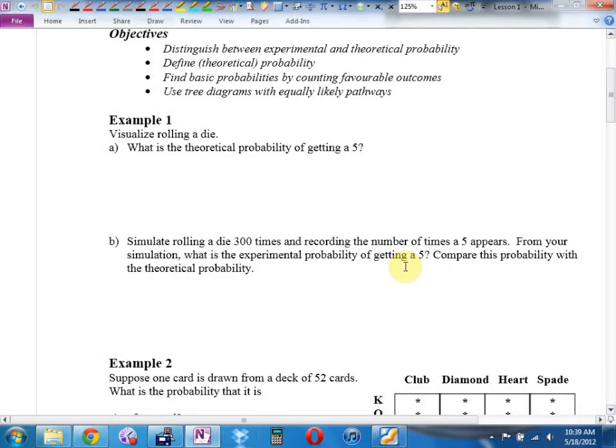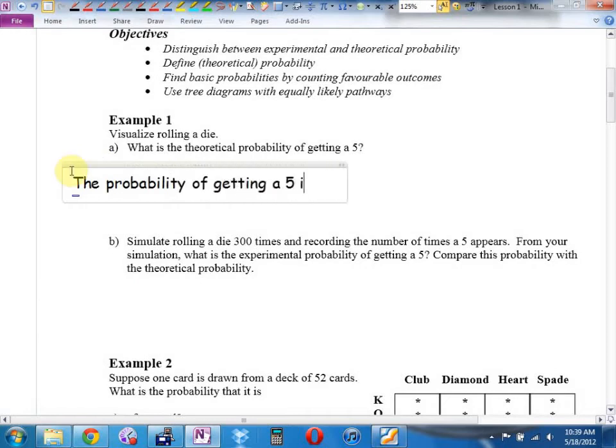What's the theoretical probability of getting a 5 when you roll a die? This one you all know. Nicole. Okay. Now, don't write this down. I would like to write this. The probability of getting a 5 is 1 out of 6. That's way too much writing.